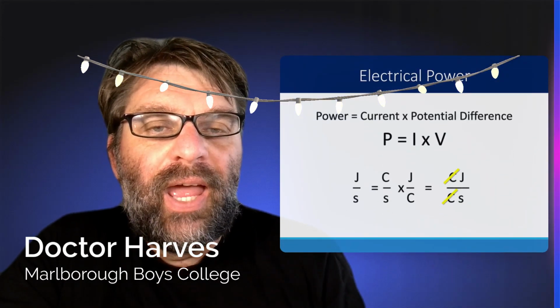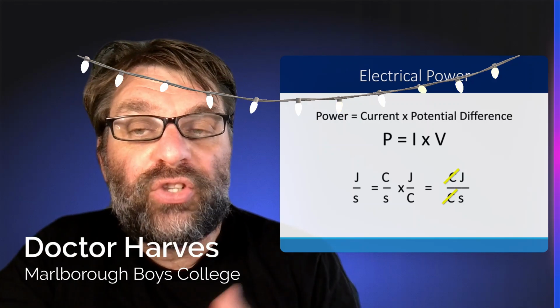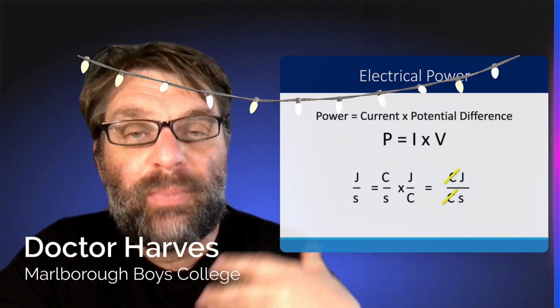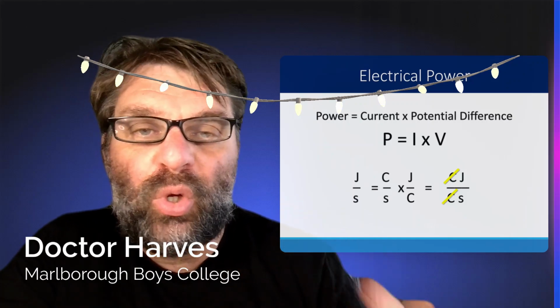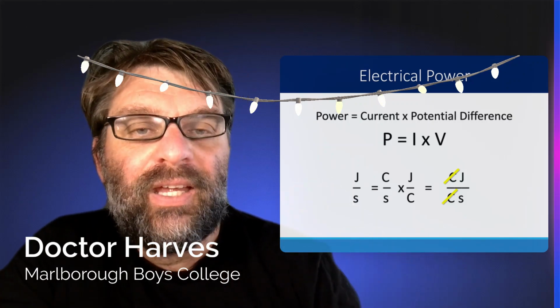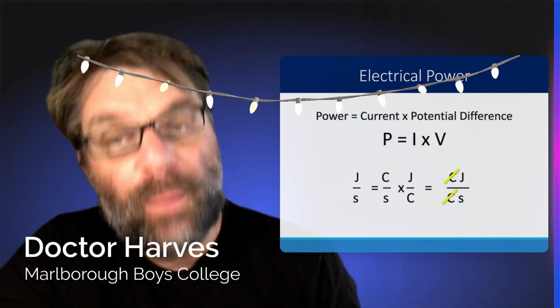There's the equation there. And you can see that it's the same as a watt because a current is the amount of coulombs per second and the voltage is the amount of joules per coulomb. So if you cross multiply that, you can see the coulombs cancel out and you get joules per second, which is the watt.